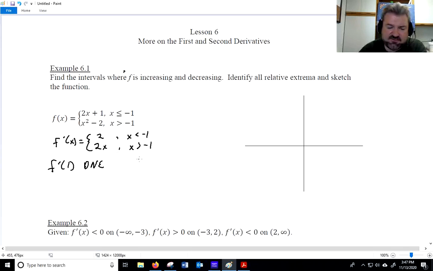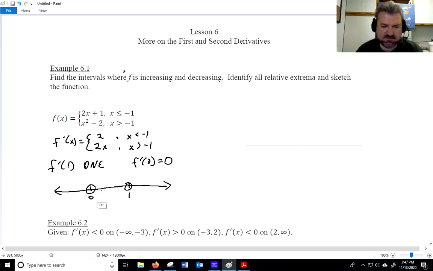Well, another critical number is x equals 0 because x equals 0 makes f prime 0. We would use the bottom branch, and you can see that 2x is equal to 0 at 0. So let's use a number line to identify intervals of increasing and decreasing behavior. So I'll start at 0 and 1. All right, well, if I'm less than 0, I'm sorry, I did that completely wrong. My critical number is not 1, it's negative 1. Sorry about that. Negative 1 and 0.